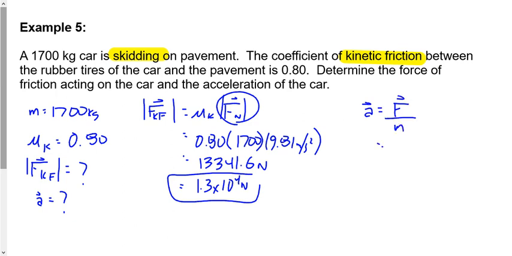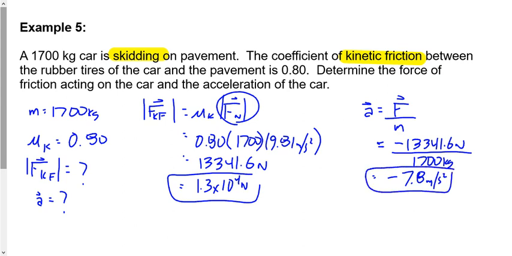Now, we calculated the magnitude of the force of friction. Technically, that's actually a negative value, right? If it's moving to the right, friction acts to the left, right? So when I sub it in here, I'm going to include the direction, negative 13,341.6 newtons, and divide that by the mass of 1,700 kilograms. When we divide 13,341.6, the unrounded number, by 1,700, we get a value of negative 7.8 meters per second squared.